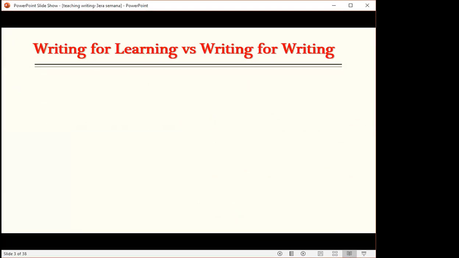Then we talked about this important aspect, right? Can you remember about it? What was the difference between writing for learning and writing for writing? Writing for writing makes better writers. Exactly. All right. Writing for writing makes the students a better writer. What else? Any other idea? Any other idea about this topic? Writing for learning versus writing for writing?